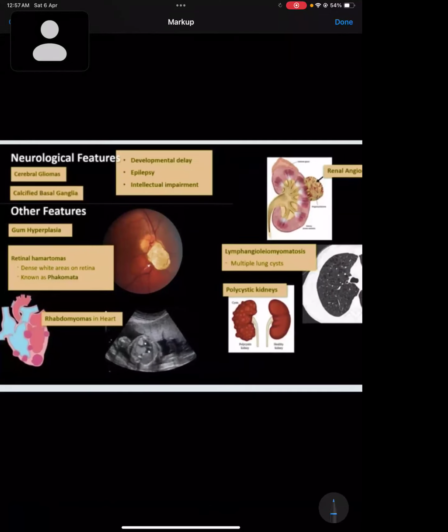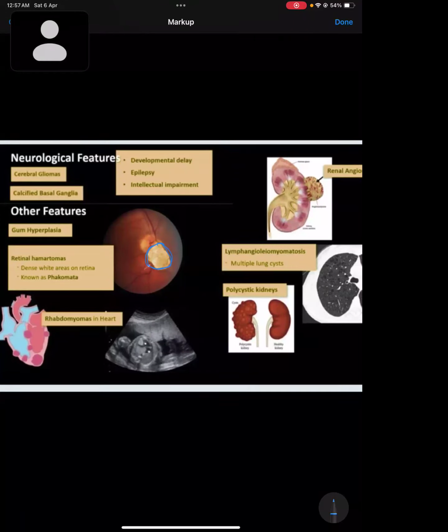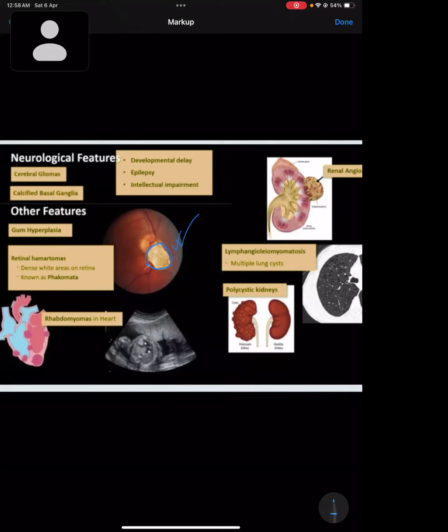As you can see, there is the white area. This is a dense white area. Another name is known as phacomata. Important for part 2 people. Okay, this is the phacomata. If they are giving this, along with that, they tell you just the history of epilepsy, definitely it is your tuberous sclerosis. So you need to identify this retinal hamartoma from the picture. This is for part 2 people only. Part 1 people, you need to know the name, retinal hamartoma or phacomata.